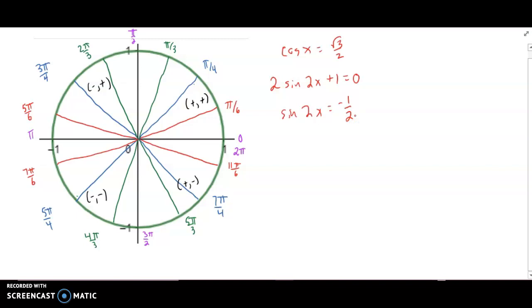So here's what I'm going to do. I'm going to pretend that it's just the sine of x equals negative 1/2. I know I'm in quadrant 3, and I know I'm in quadrant 4. Now, where is the sine equal to negative 1/2? It's equal to the pi over 6's. So I'm going to first start off by writing my two answers out. 7 pi over 6 and 11 pi over 6.